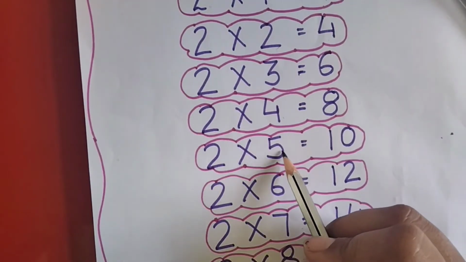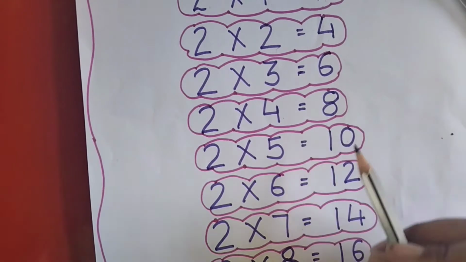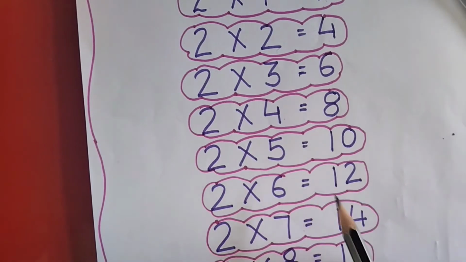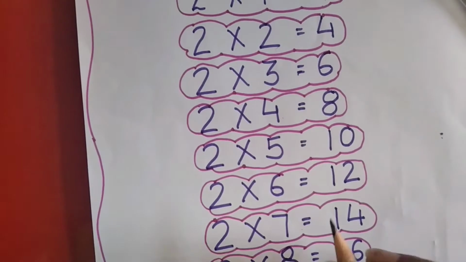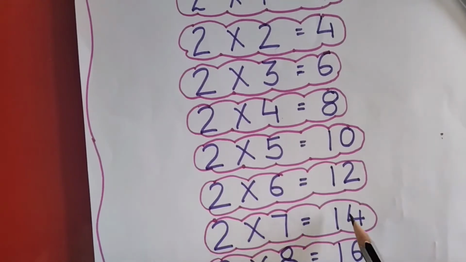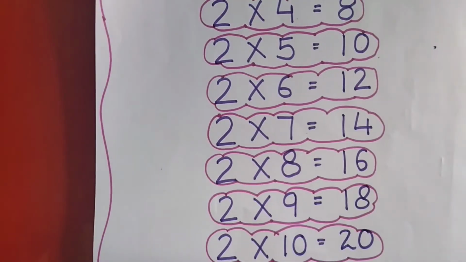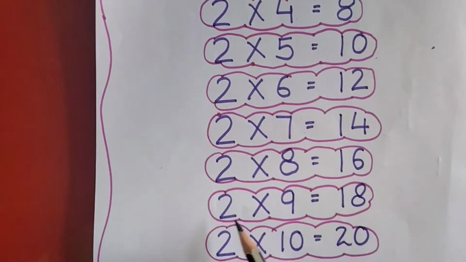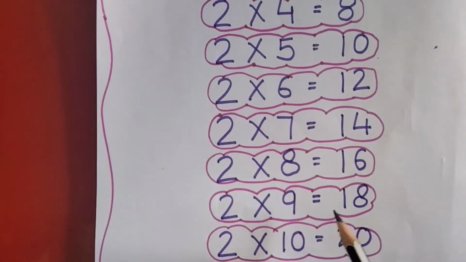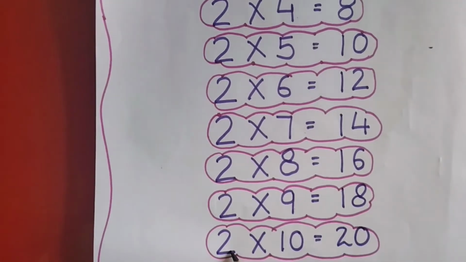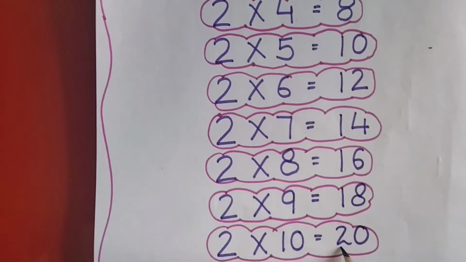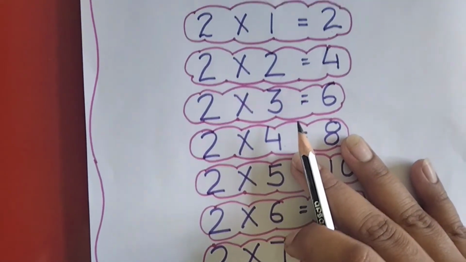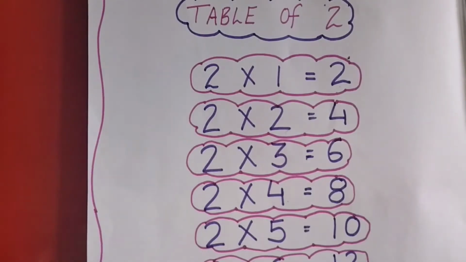2, 5 ja, 10. 2, 6 ja, 12. 2, 7 ja, 14. 2, 8 ja, 16. 2, 9 ja, 18. 2, 10 ja, 20. Very good. So once again, I'm repeating. Repeat after me, all of you.